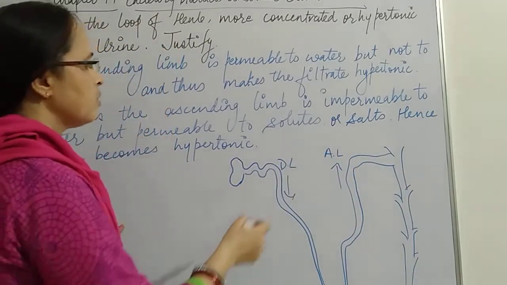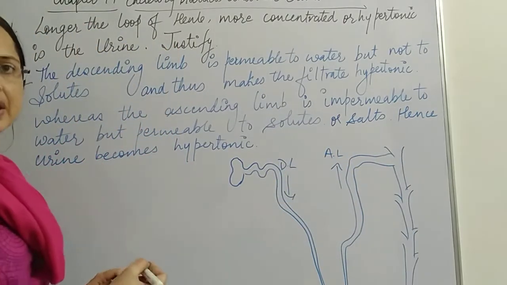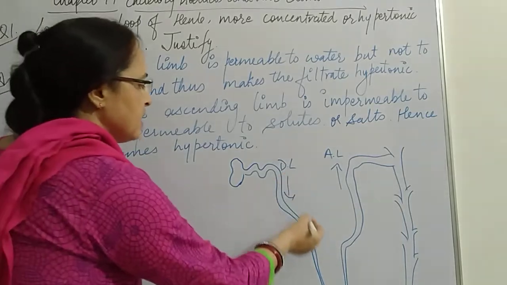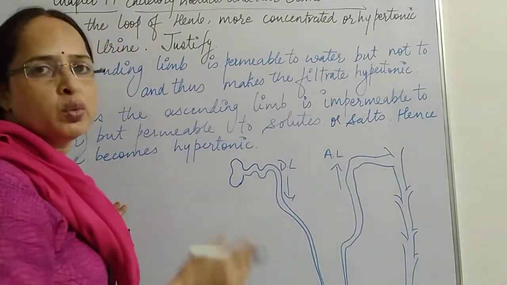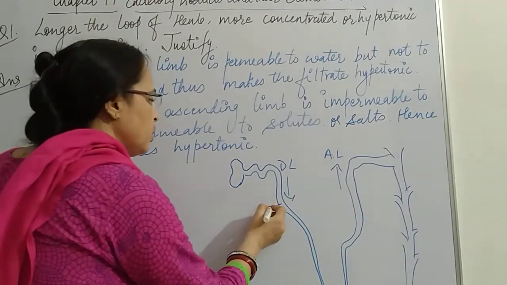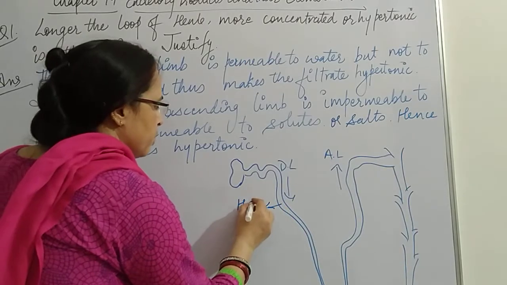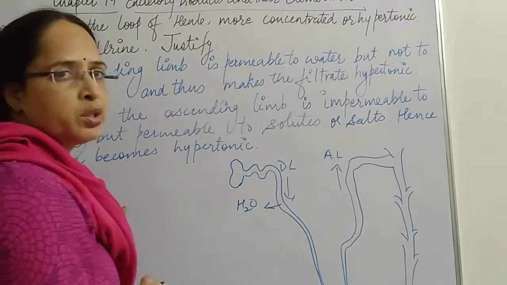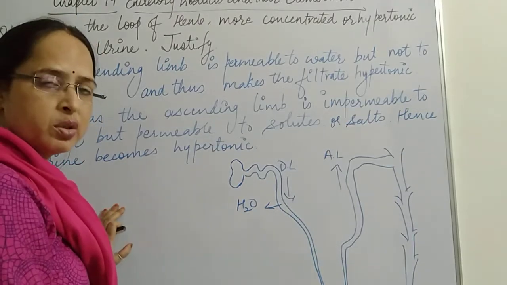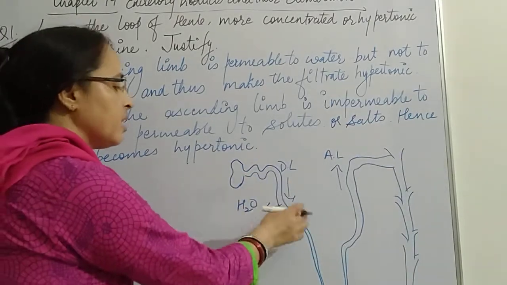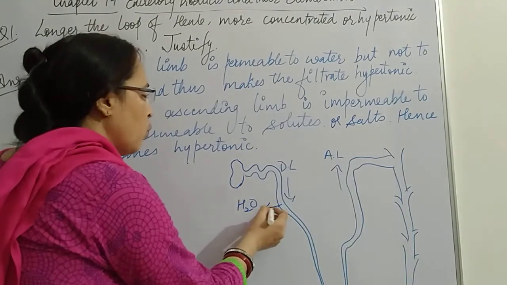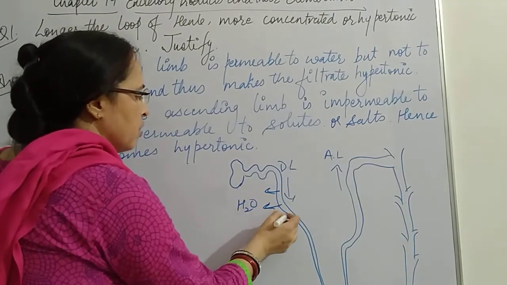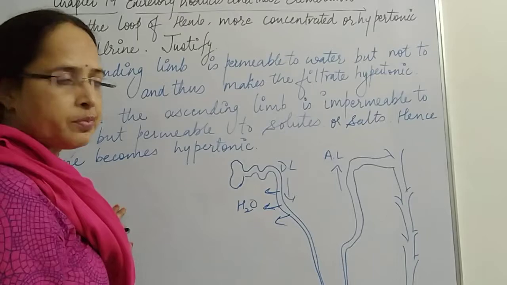So what happens? The longer the descending limb, the more it is permeable to water. It allows the exit of water. It is permeable to water but not to the solutes or salt. So that means salts do remain in it only. Only the water is being removed out.